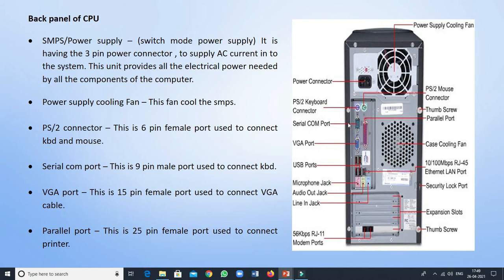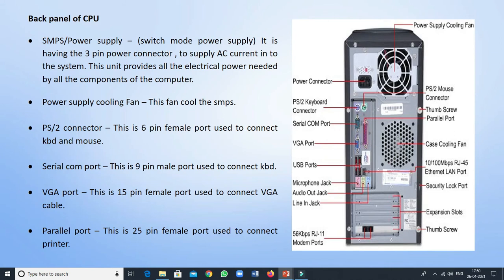These are the ports or connectors. Now see the first two ports. These are small circular ports. One color is purple, another one is green. These are called your PS2 keyboard connector and PS2 mouse connector port. So this is the PS2 port. Now go for the serial COM port. This one is your serial COM port.